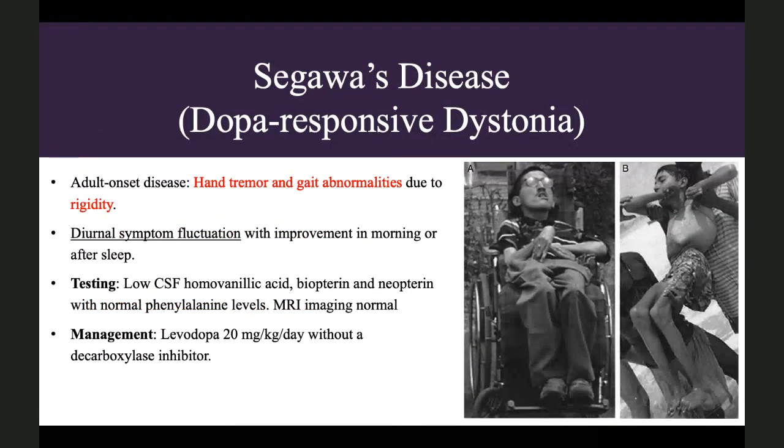In adults, we see a hand tremor and gait abnormalities. The most characteristic feature of this disorder is a diurnal symptom fluctuation, where symptoms improve in the morning or after sleep. Testing is with low CSF homovanillic acid, biopterin, and neopterin levels with normal phenylalanine levels, and MRI imaging is normal. As the name suggests, treatment is levodopa therapy without a decarboxylase inhibitor.